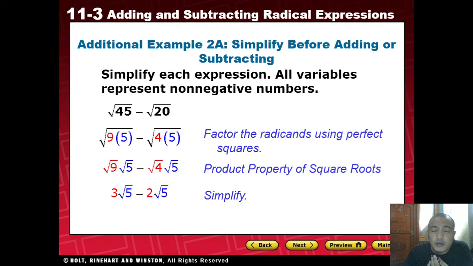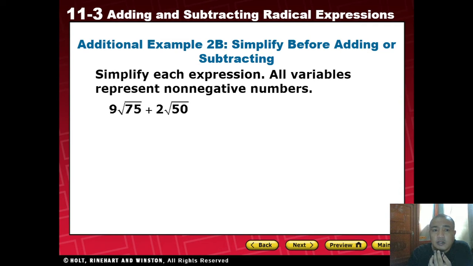So what is 3 square root of 5 minus 2 square root of 5? The answer is square root of 5. 3 minus 2 is 1. So 1 times square root of 5 is square root of 5. Simplify each expression. All variables represent non-negative numbers. 9 square root of 75 plus 2 square root of 50.